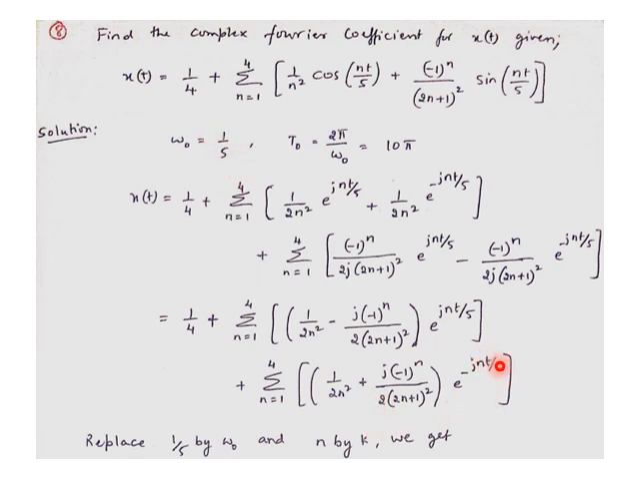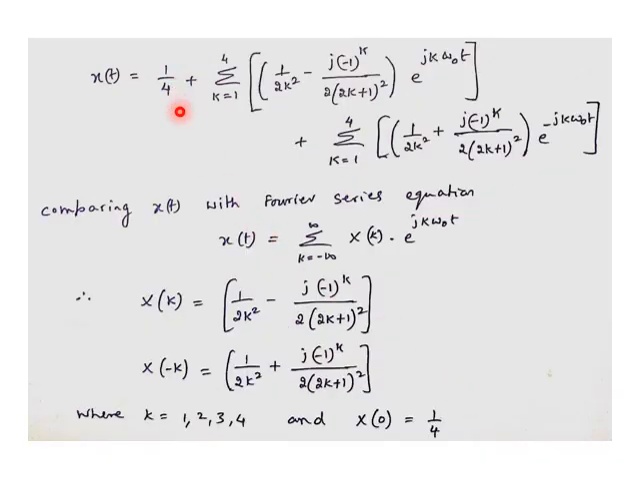So whatever is there in this equation, e to the power j n t by 5, the 1 by 5 I'll take as omega naught, and I'll also replace n by k. Keep in mind that n is replaced by k in the equation, and 1 by 5 is replaced by omega naught. So what could be the equation? x of t equals 1 by 4 plus summation k equal to, instead of n equal to 1 to 4, it is k equal to 1 to 4.